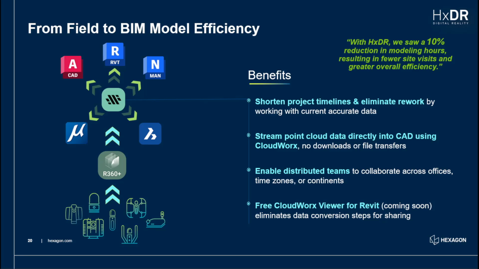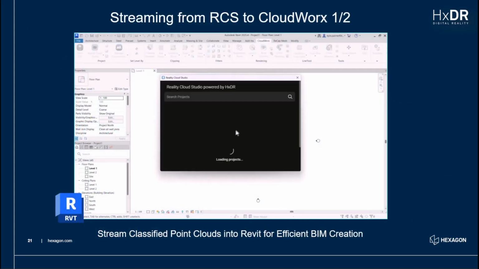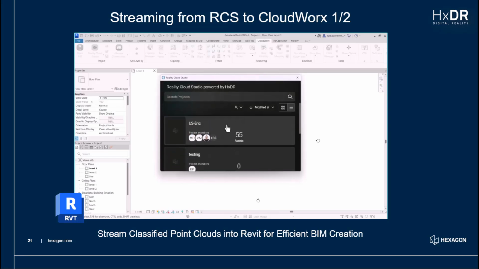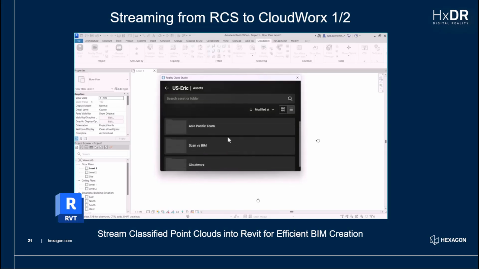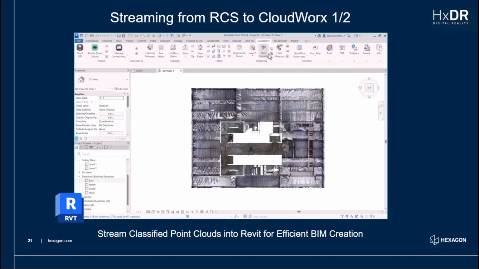Even if you're a one-man band all the way through to tier 1 contractors, it's all about saving time and money. So if we look at these two videos, the first video is streaming data from Reality Cloud Studio to CloudWorks. So you can see here we're just opening that asset and we're streaming that asset. And in this case, we're going to look at the classification.